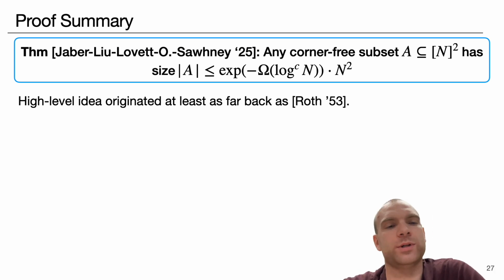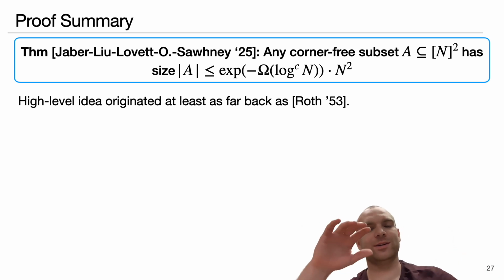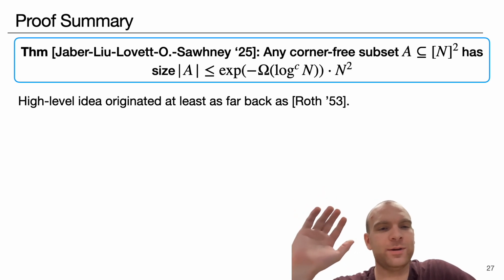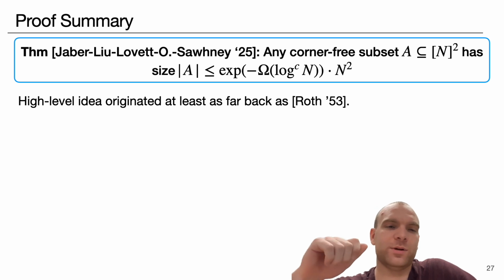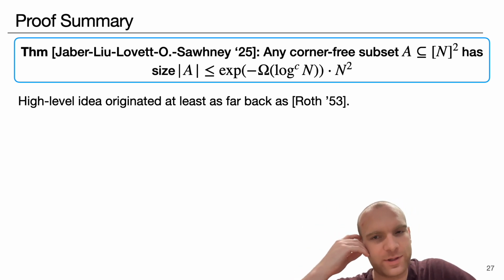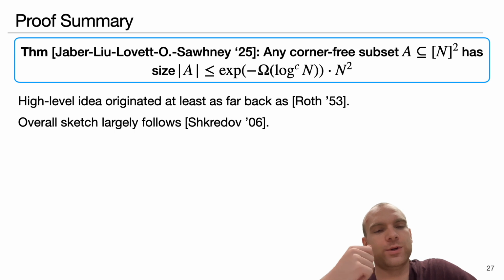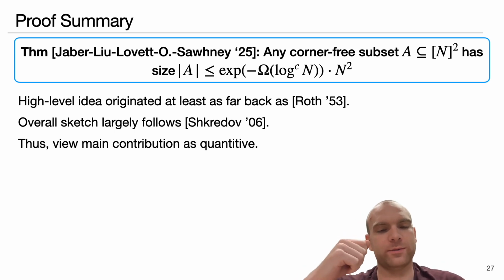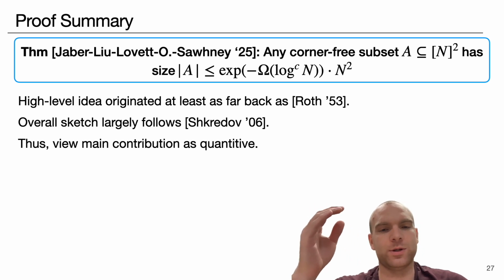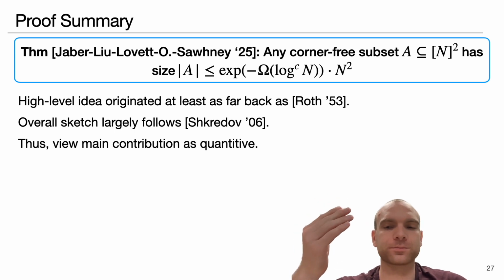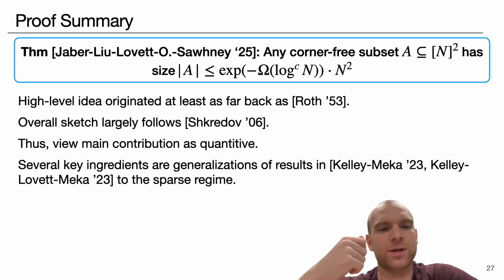Let me just conclude by mentioning that this is not a new idea, this finding the pseudo-random core by a density increment process. And at least in some language or another, this idea on a high level appeared at least as far back as Roth in the 50s. And in fact, our overall sketch even more closely resembles the work of Shkredov. So really the main contribution of this paper is quantitative. It's how do you carry out this sketch losing minimal factors at each point so that you can conclude the correct shape. And as mentioned, several of the key ingredients are generalizations of results in Kelley and Meka and Kelley-Lovett-Meka to a sparser regime than they're designed for.